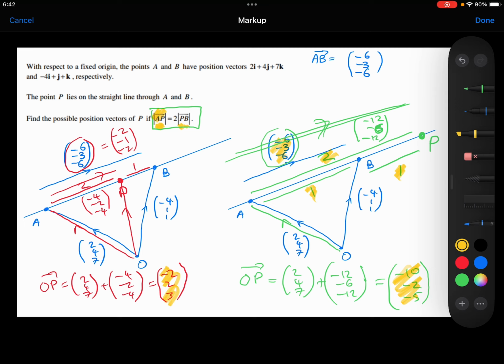This question, really important to think about exactly what that means. Notice the question saying vectors, so think plural, so thinking where are the two possible positions on the line that P could be.